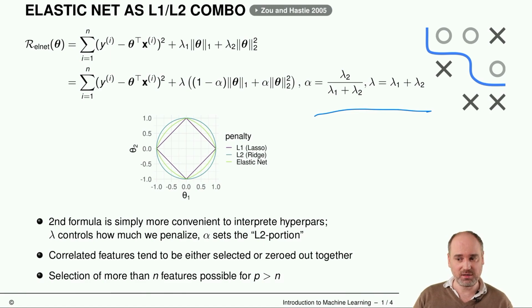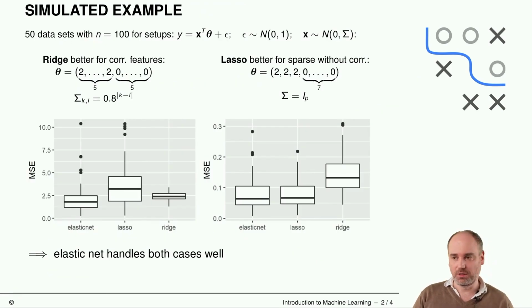For elastic net, it is now actually possible to select more than n features if p is larger than n. So in these higher dimensional spaces, we did at least mention that this wasn't possible for the LASSO, so that's an advantage here. Here's a short simulation example to demonstrate its properties empirically. It's actually two examples, so two situations, let's call it like that.